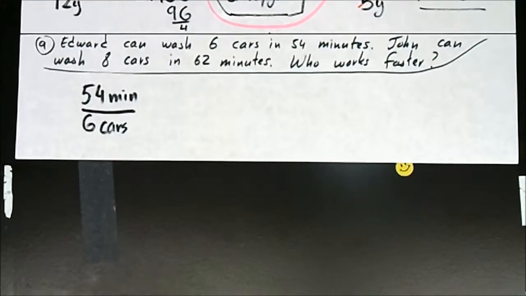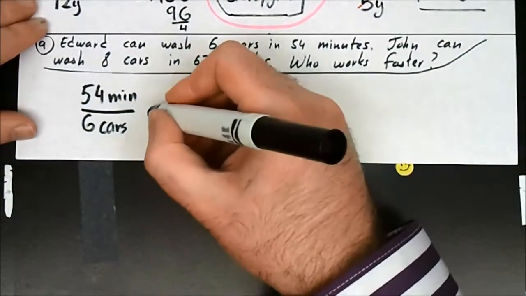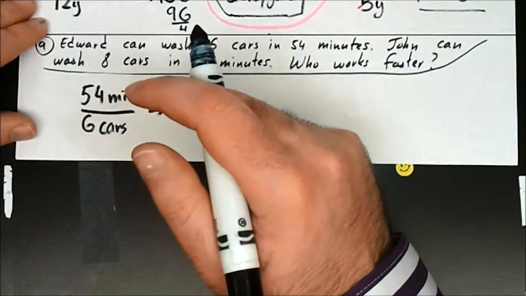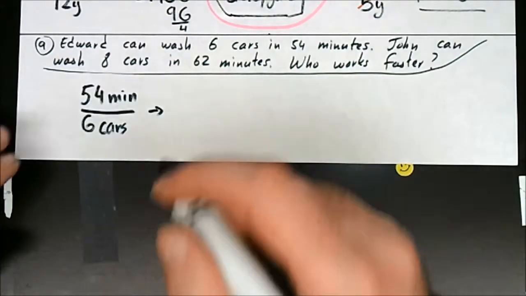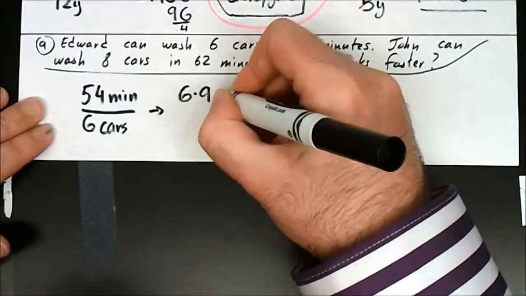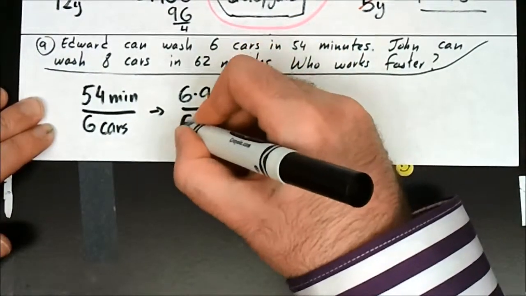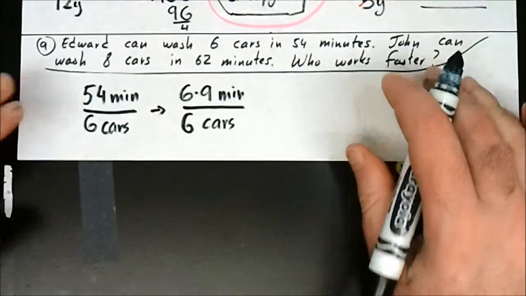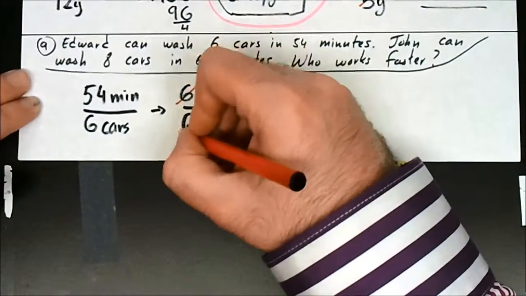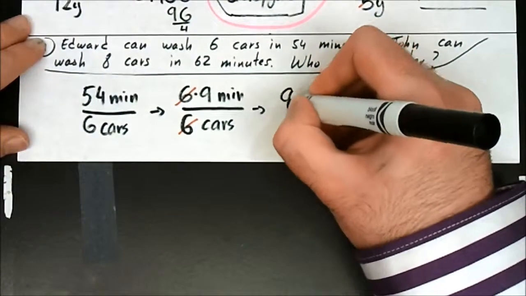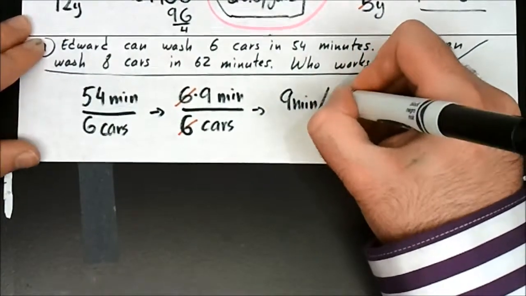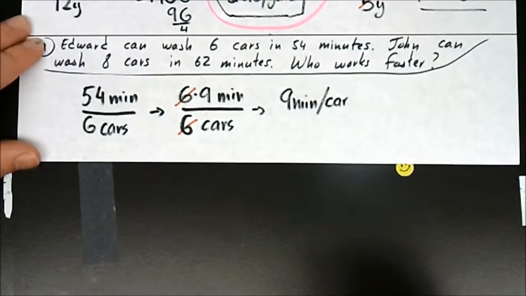What do I do next? I would simplify by first breaking down the 54, and I don't really have to go very far because 54 contains a 6. 54 is 6 times what? It's 6 times 9. So I can write 54 as 6 times 9. I'm going to keep the 6 cars on the bottom because I don't need to simplify the 6. It's going to get canceled out. What am I left with? 9 minutes per car. And that's Edward's rate.